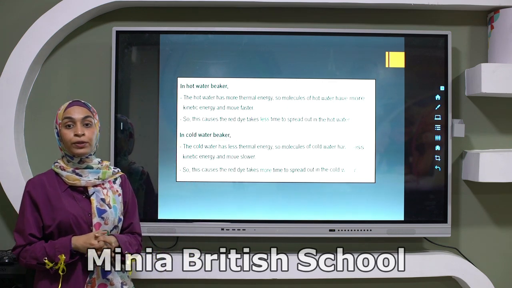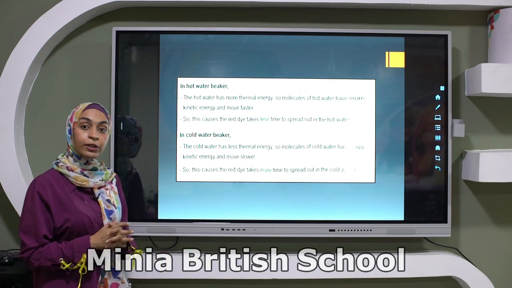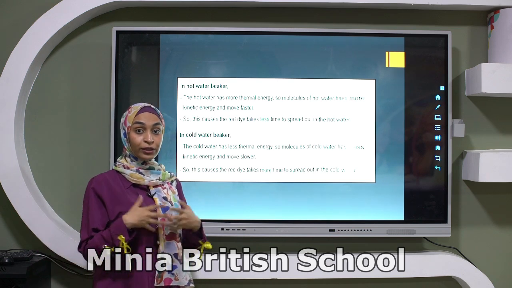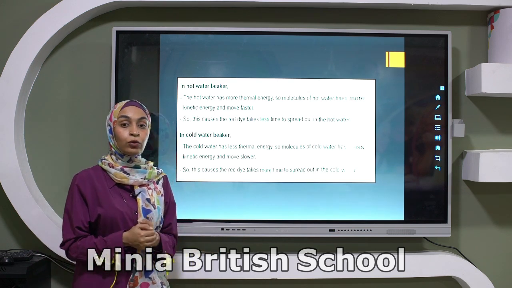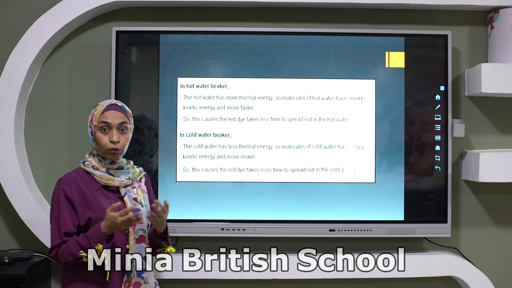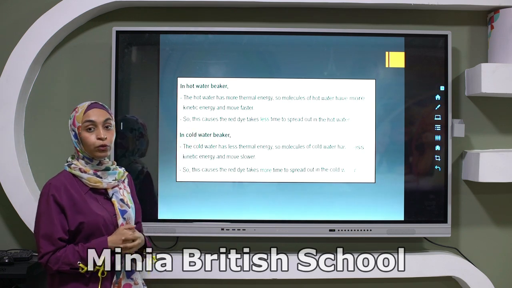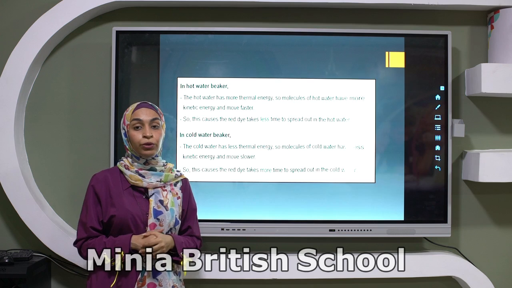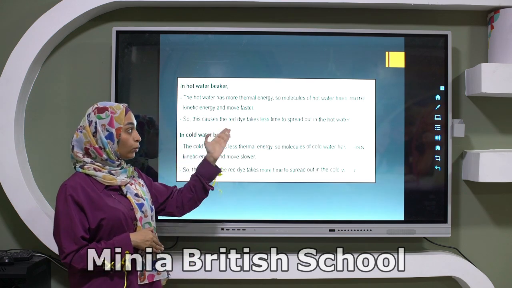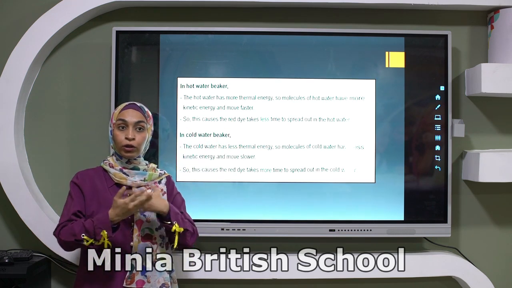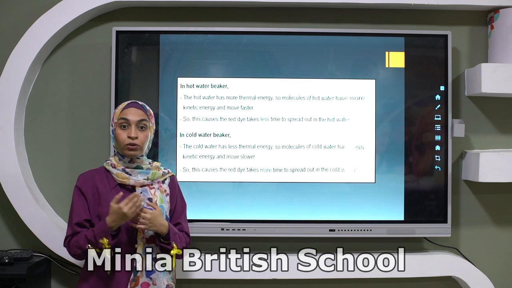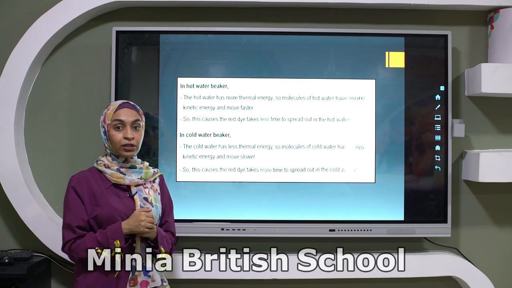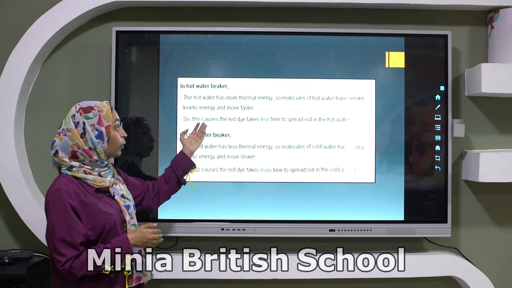After a while, I observed that the color spread faster in the hot water, it takes less time in hot water than in cold water. Why? This is the reason. The conclusion here tells us that the hot water has more thermal energy, so it has more kinetic energy, so the molecules move very fast, so the color spreads faster and takes a short time in the hot water.